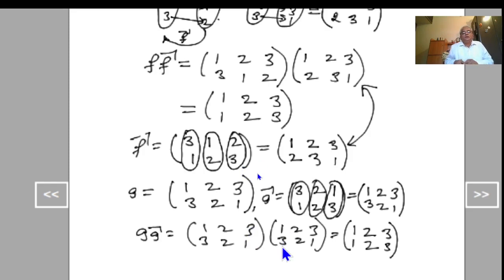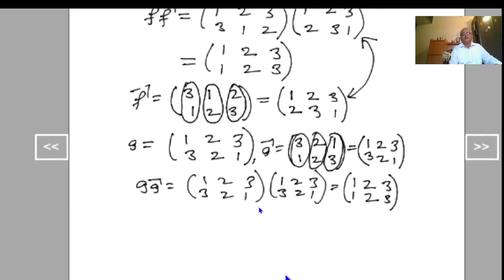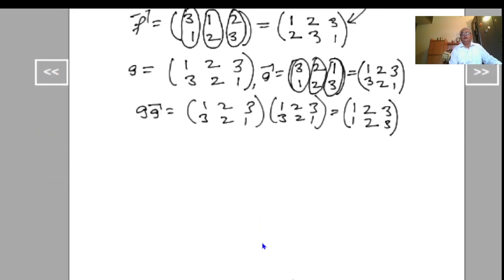That is, to find the inverse of a given permutation, first interchange the rows, and in the second stage write the first row elements in ascending order, and below that write the corresponding elements. Okay. One more example.